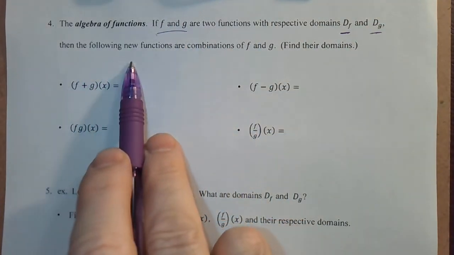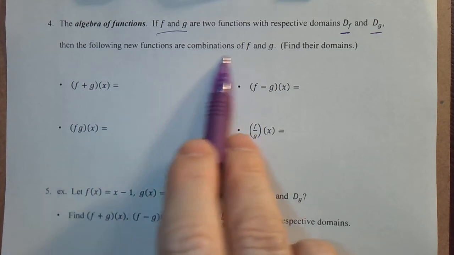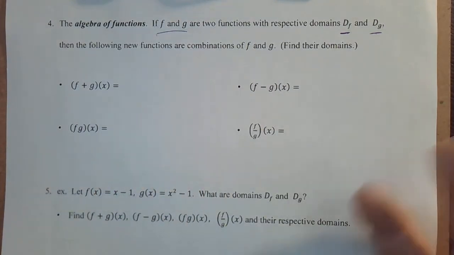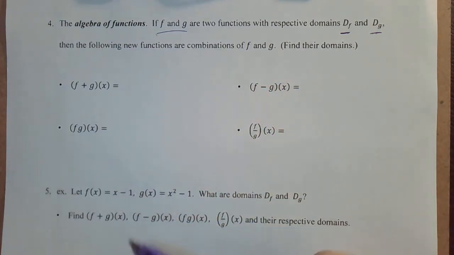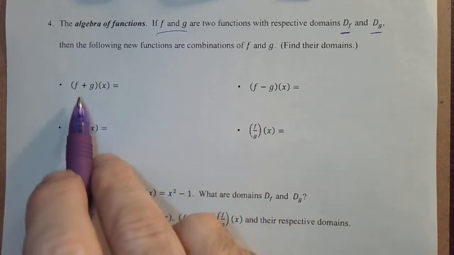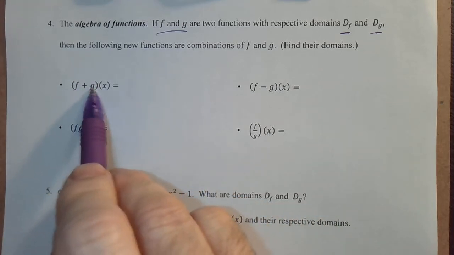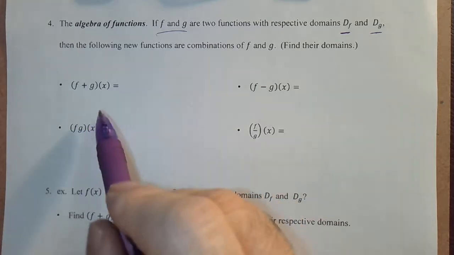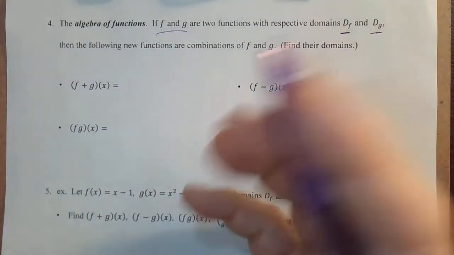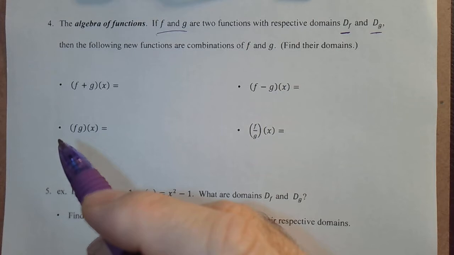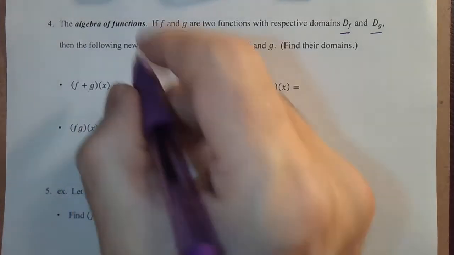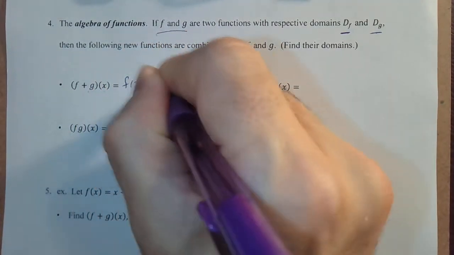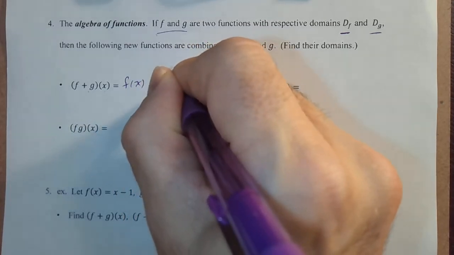If we're given them, then the new functions below are combinations of f and g. Very simple combinations. We're going to define them and we're going to find their domains as well. So let's define, this is a new function. This whole thing in parentheses, the f plus g, is a brand new function. If you wanted to, you could call it a new letter. You could say let h be the function equal to f plus g. But f plus g is very easy to define. F plus g of x is equal to f of x plus g of x, just like you would expect, I think.